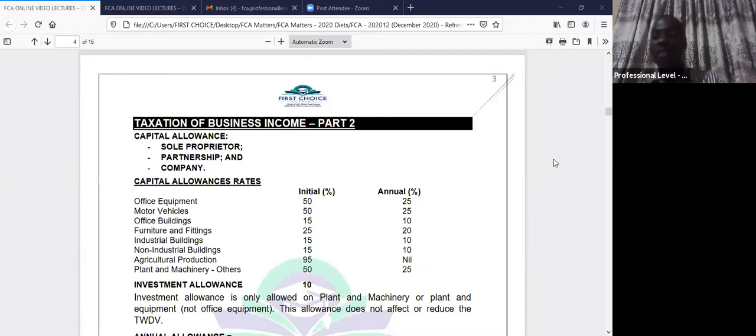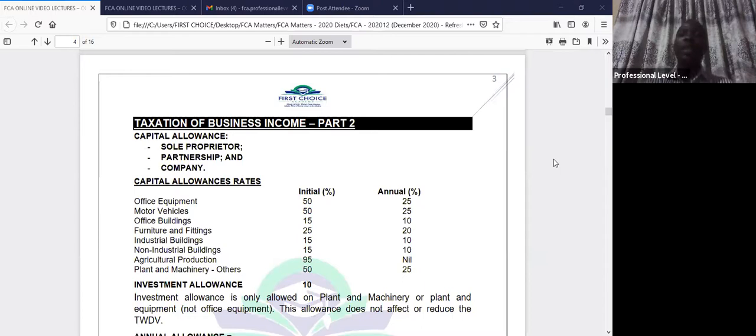It's a bit distracting. Now you've heard about capital allowance being 2/3 of assessable profits. Now what happens is that, let's assume your assessable profit is 99,000. 1/3 of it is 33,000. 2/3 of it is 66,000.